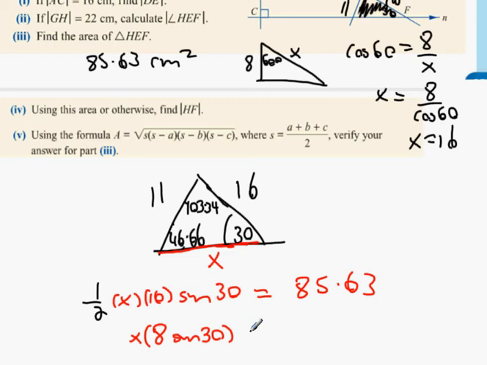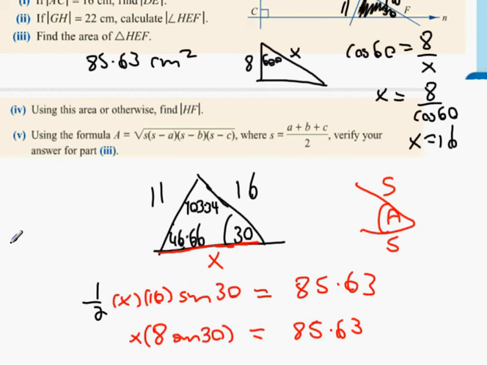Doesn't the angle have to be opposite the side? Not for area. For area, it's side, angle, side. For the area of a triangle, a half AB sine C, where C is the angle sandwiched in between the two sides. Only the sine rule needs the angle to be opposite.